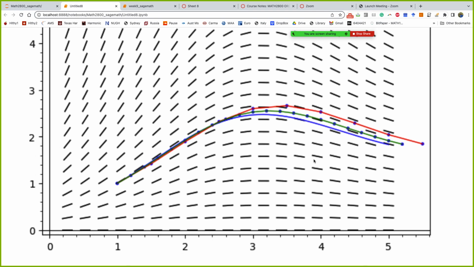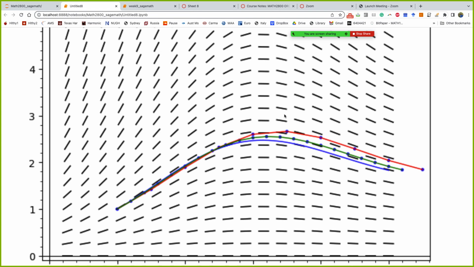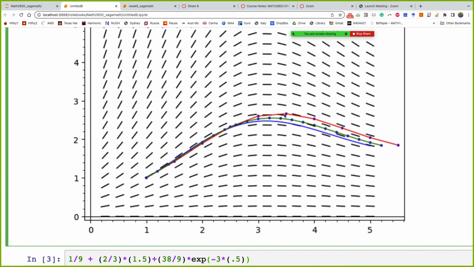Now, this vector field is also good to plot. I'm not sure if you are asked to do this one.